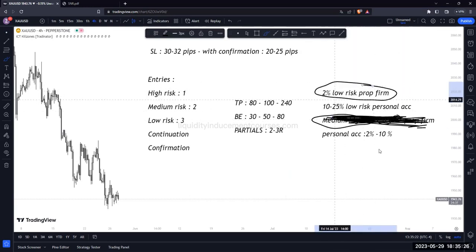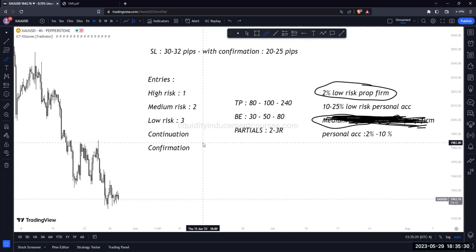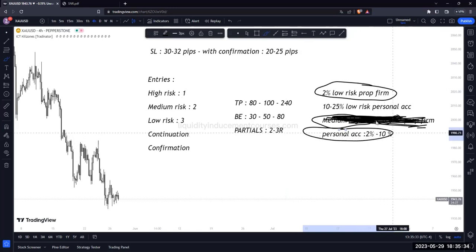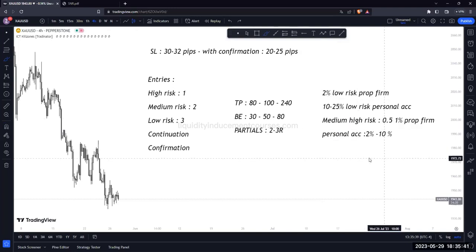Storyline starts, boom, that's it. And continuation. Oh, I didn't go to continuation entries yet. Yeah, it's fine, I'm going to go to it. Personal account, 2 to 10% on a personal account. Any questions? Nope. Right, very good.